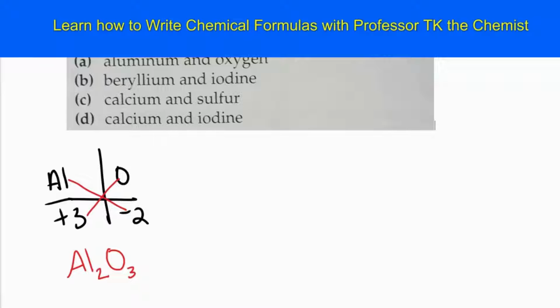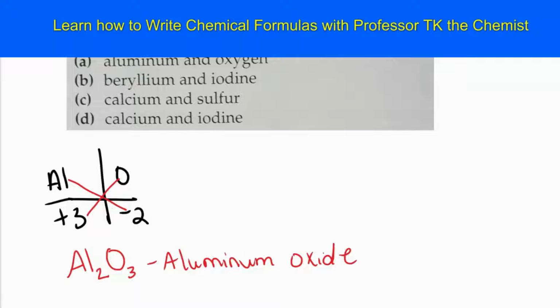And here's your formula for aluminum oxide. And by the way, the last name becomes the -ide ending of oxide. So you would not say aluminum oxygen, but instead aluminum oxide.